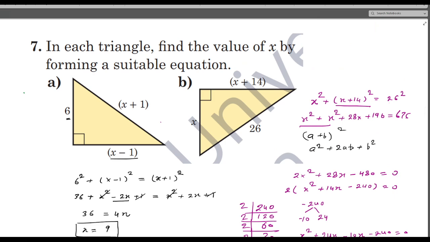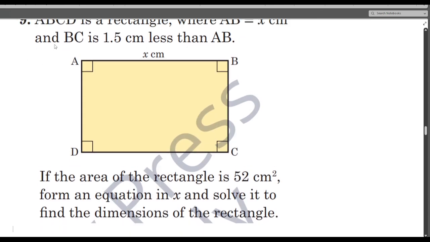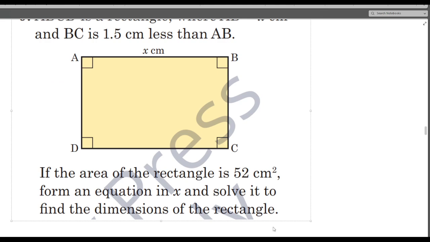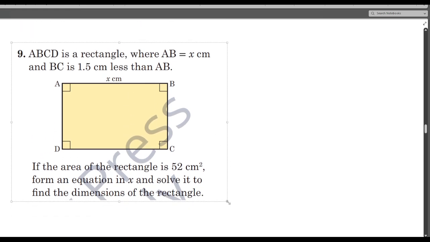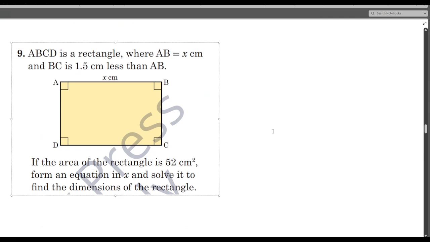So again, this is quadratic only, but the problem is given as an application of quadratic equation. Now again, we will see one more application. Here, your question number 9. Now this question number 9: ABCD is a rectangle where AB is x, BC is 1.5 less than AB. Okay, 1.5 less than AB.